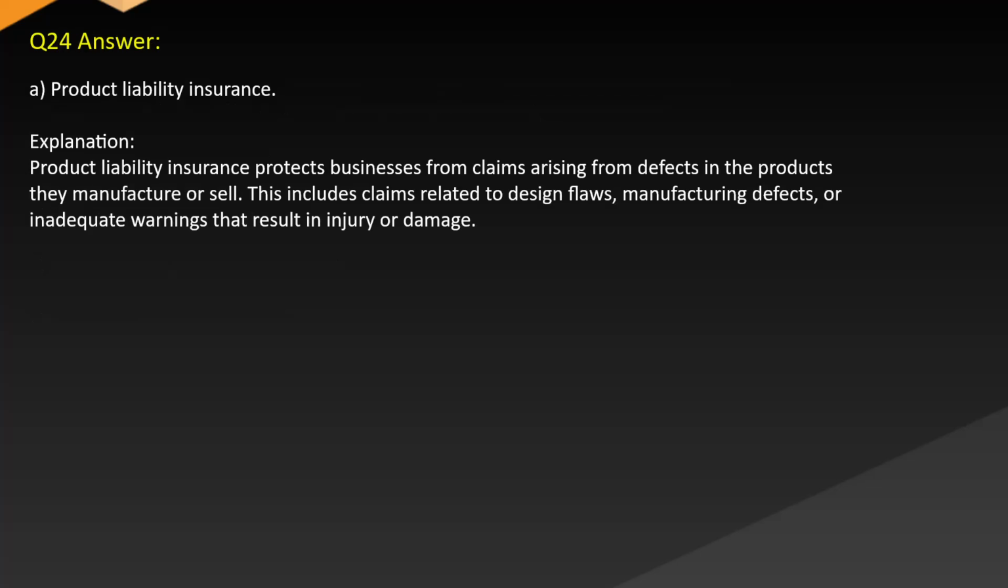Answer: A. Product liability insurance. Explanation: Product liability insurance protects businesses from claims arising from defects in the products they manufacture or sell. This includes claims related to design flaws, manufacturing defects, or inadequate warnings that result in injury or damage.